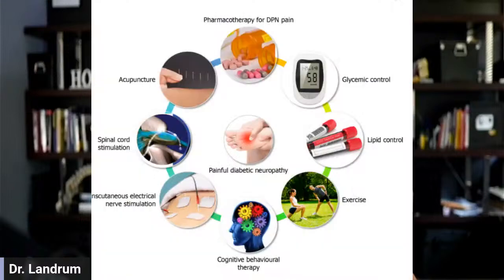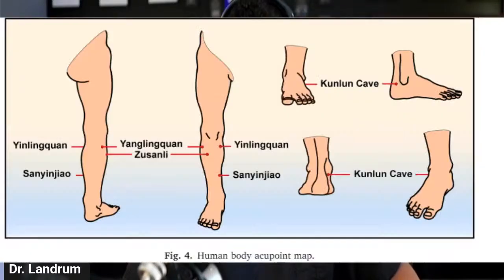If we look at diabetes in particular, we can see that there's a number of different ways to try to intervene upon this, and we're going to talk about this. One is to try to make the diabetes better by making the sugar better, by making the lipids better, by exercising, by doing different things like TENS, spinal cord stim, or acupuncture. But most people are saying, well, how can we do something that's different that I don't know anything about? Well, there's actually utility for acupuncture as a potential treatment for peripheral neuropathy, both in and outside of diabetes.